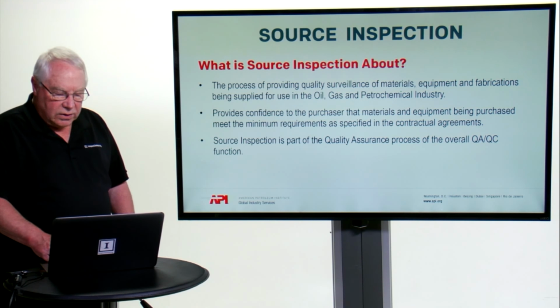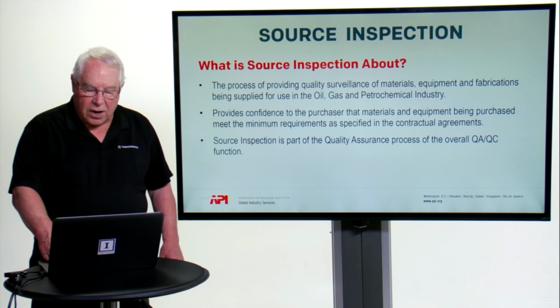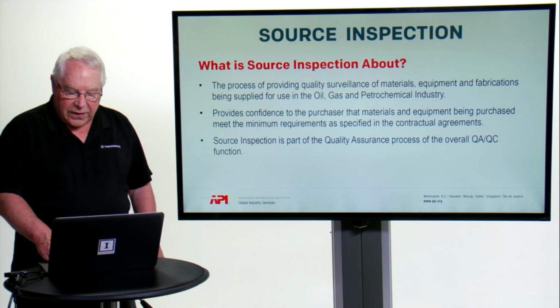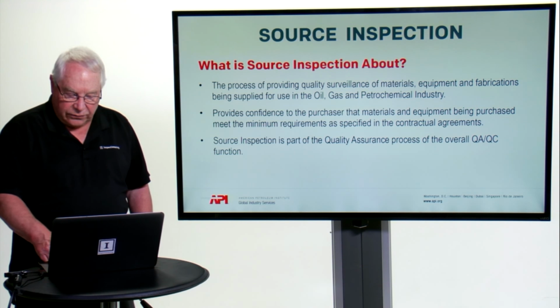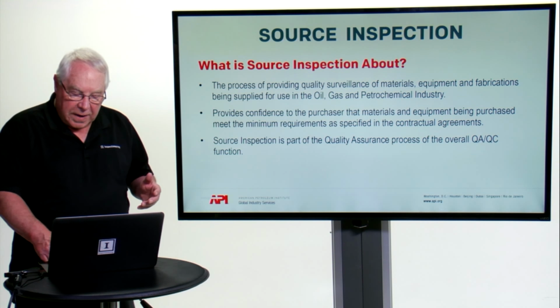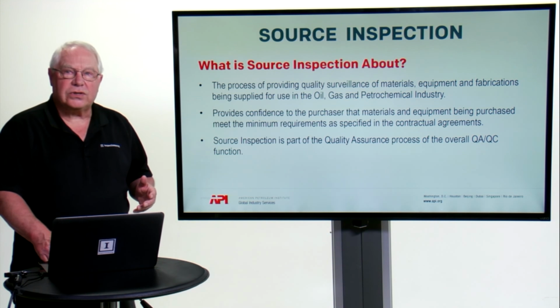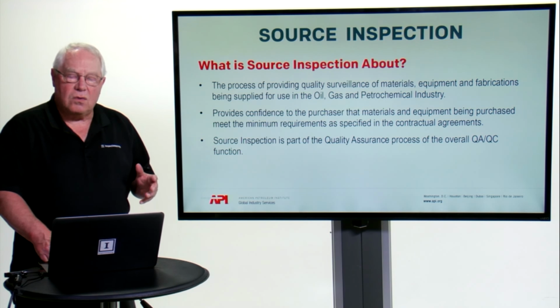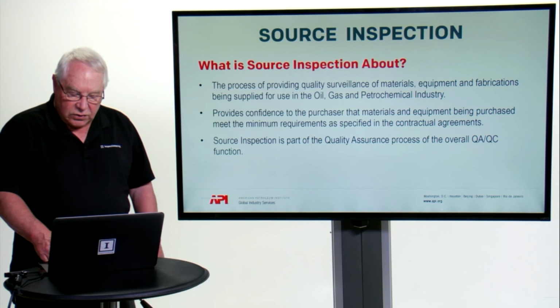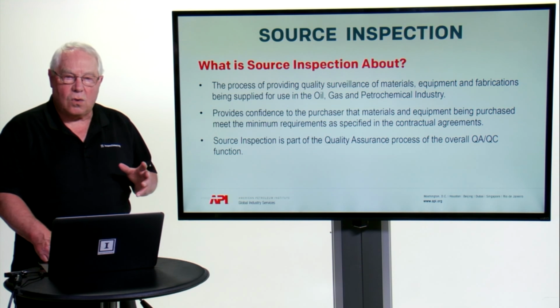First of all, what is source inspection all about? It's basically the process of providing quality surveillance of materials, equipment, fabrications that are being supplied to purchasers in the oil, gas, and petrochemical industry. Source inspection also provides confidence to the purchaser that these materials and these fabrications that are being purchased meet the actual minimum requirements as specified in the contractual agreements. And source inspection is a very important part of the overall quality assurance, quality control process.